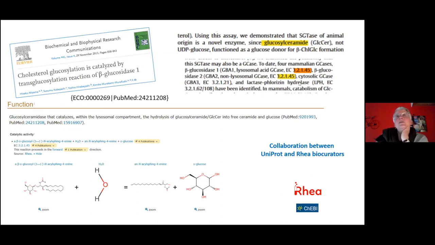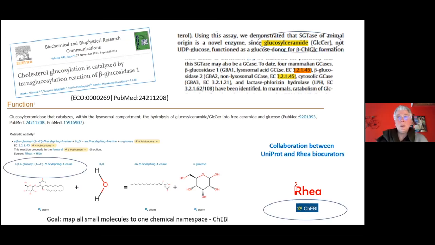And if we read the text, we just see, okay, this is an enzyme with an EC number. These are the substrates which are used here. And as Anne mentioned before, we have to map this name here with ChEBI to be sure that we will use the correct controlled vocabulary. So by using ChEBI, we map this name here to this name here, which is one of the synonyms used in ChEBI, and we can have a ChEBI identifier for each reaction participant. And this is a tight collaboration between UniProt and Rhea biocurators.